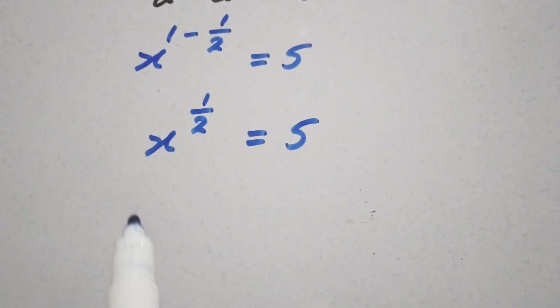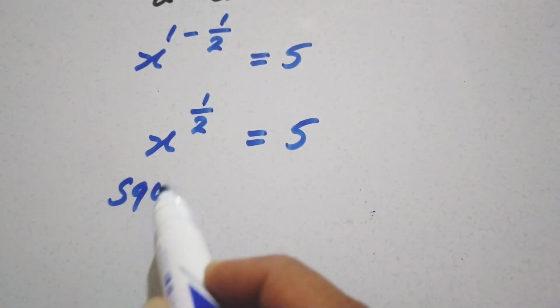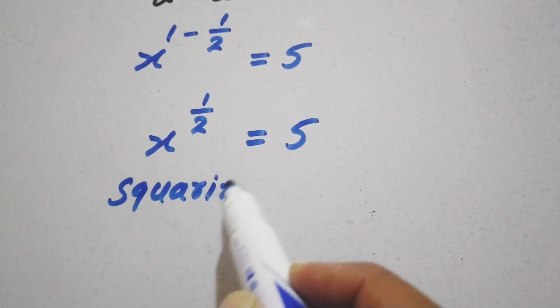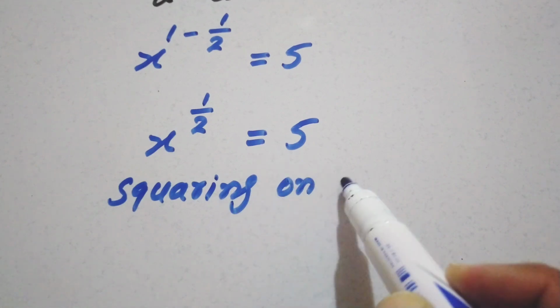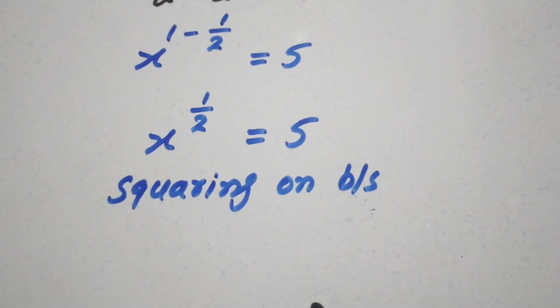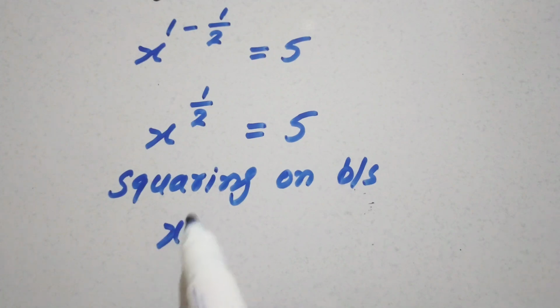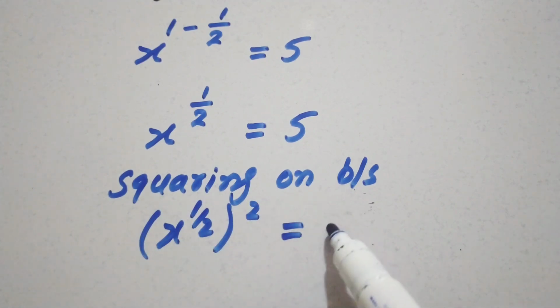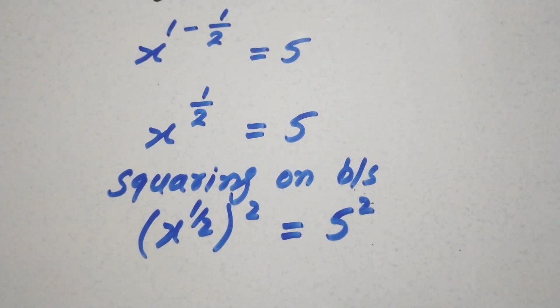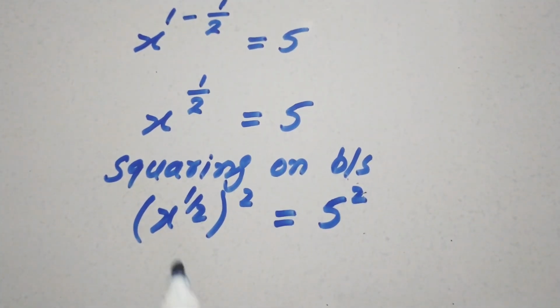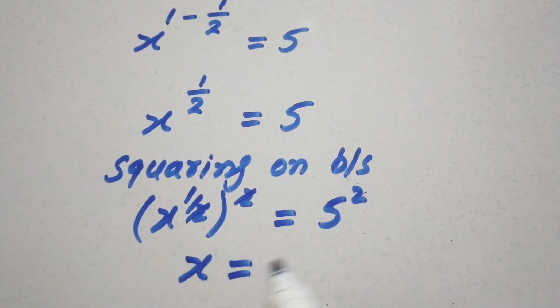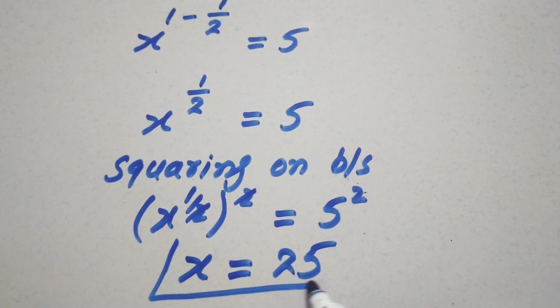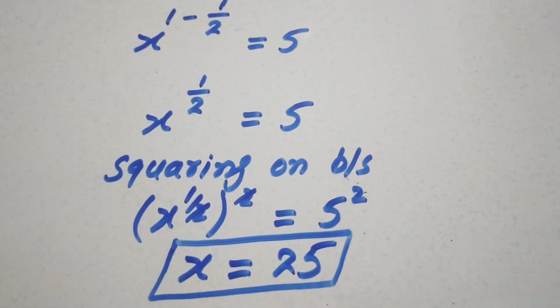Now squaring on both sides. Here x power 1 by 2 whole squared is equal to 5 squared. So this square and square cancel out. Here x is equal to 5 squared gives us 25. So we have found the value of x, which is 25.